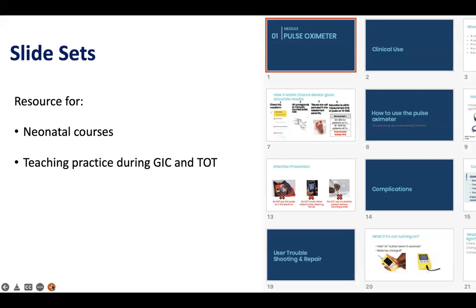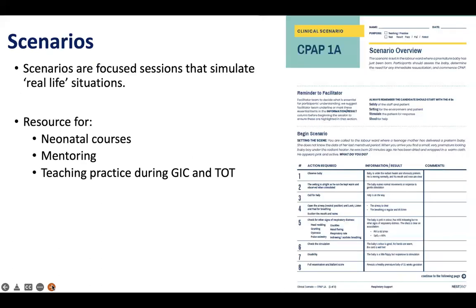Obviously, there are times when we want to deliver training which needs lectures or interactive sessions. And so there have been slide sets developed, and these have been used within the neonatal courses within the countries. And also they have been used within the generic instructors courses, which I'll come on to shortly, so that our candidates can practice delivering teaching. Next slide, please.